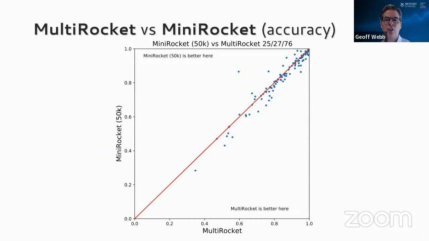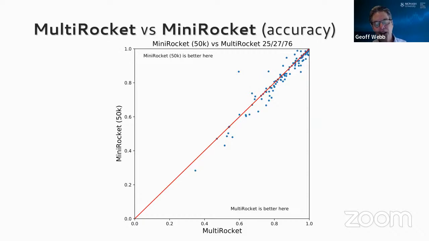We compare MultiRocket to MiniRocket in accuracy. So here we're taking the University of California, Riverside benchmark time series classification tasks. So all 115 roughly of them. And each point is one of the tasks. And we're plotting on the x-axis the accuracy of MultiRocket, on the y-axis the accuracy of MiniRocket.